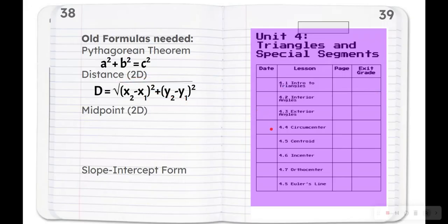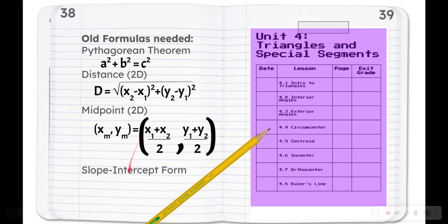If you can get out your notes, we are on section 4.4, Circumcenter. That's a new vocabulary word. All these other ones you've heard before, but this one should be new to you. And for this lesson, we'll need to remember to use the midpoint formula and slope-intercept form, and maybe even the distance formula and the Pythagorean theorem. So those are some old formulas we need to be successful.